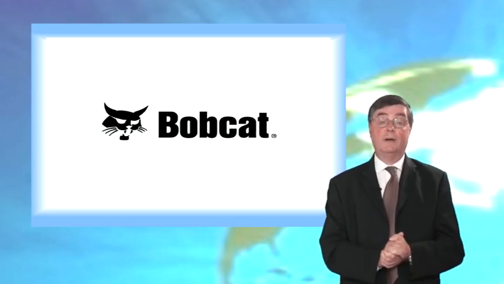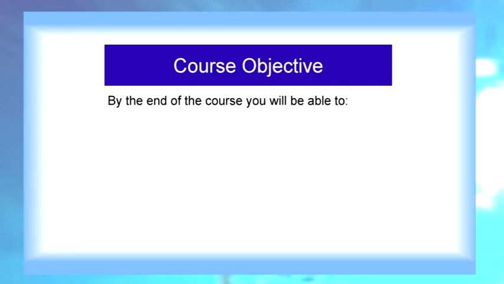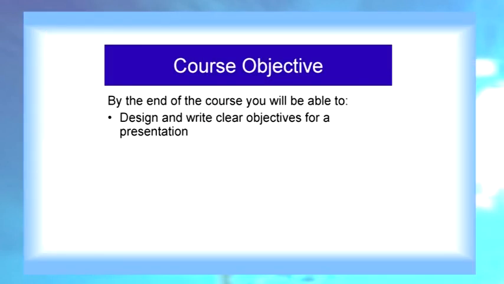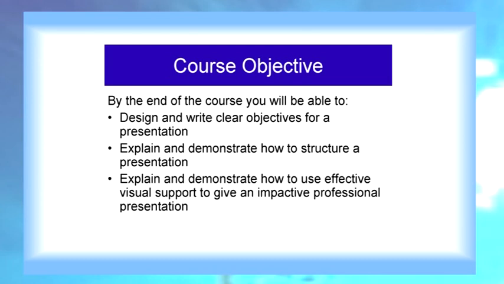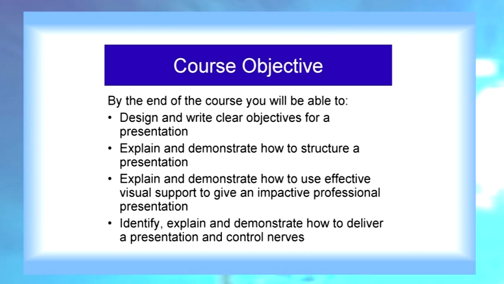I'd first like to just remind us of the learning objectives we set. We said we're going to design and write clear objectives for a presentation. We also said we're going to explain and demonstrate how to structure a presentation. We said we're going to explain and demonstrate how to use effective visual support to give an impactful professional presentation. Also to identify, explain and demonstrate how to deliver a presentation and control nerves. So that was the objective we set.